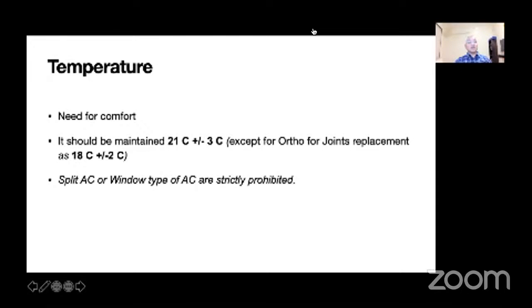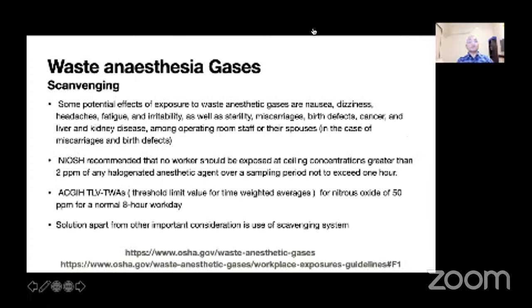2 degrees. And to maintain this temperature, split air conditioners or window type air conditioners are strictly prohibited, because they create pockets of air where organisms can settle down and can increase chances of surgical site infection. So split AC or window type AC are strictly prohibited in the operation room. They are prohibited even in the general OT or ophthalmology.